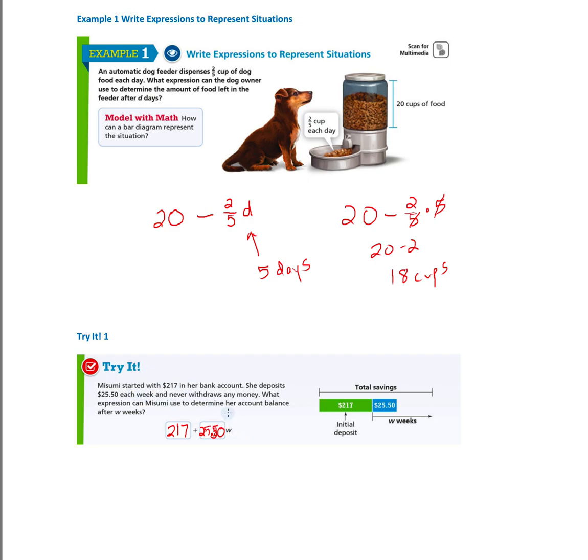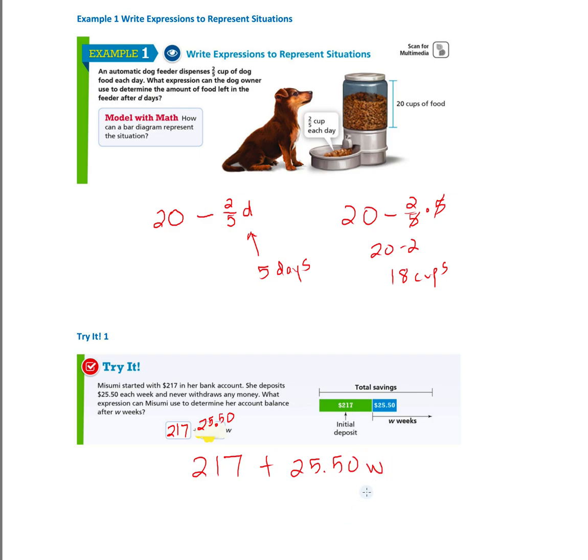So I'm going to take that 25.50, and I'm moderately embarrassed by how messy that is, so I'm going to erase that. I think I may have done a highlighter there. This is going to be 25.50. Just wanted that to be readable. So it's 217 plus 25.50 per week.